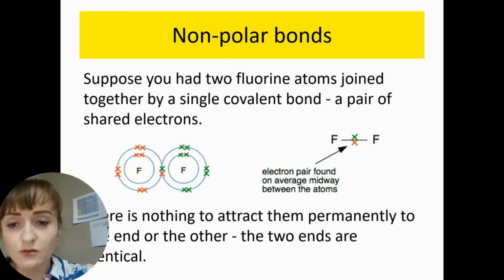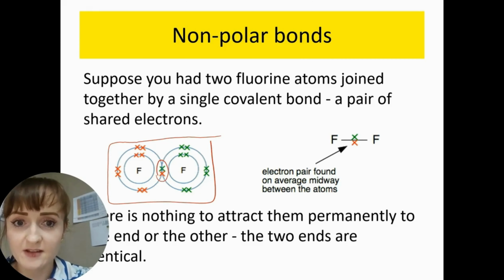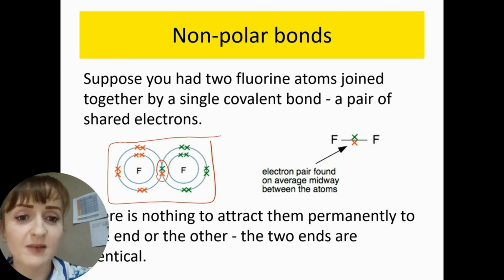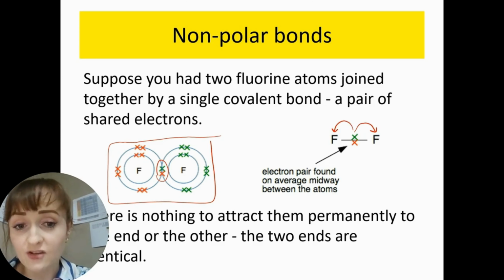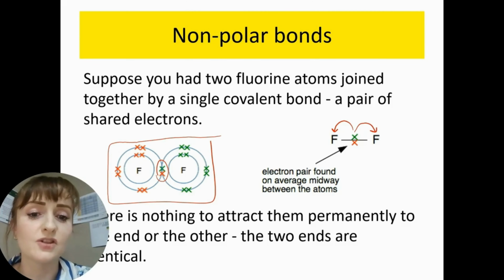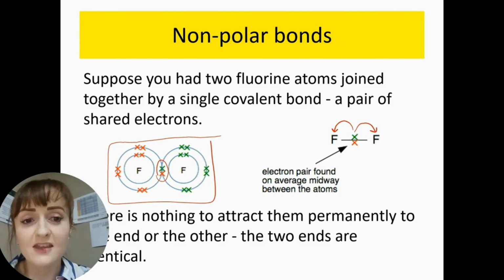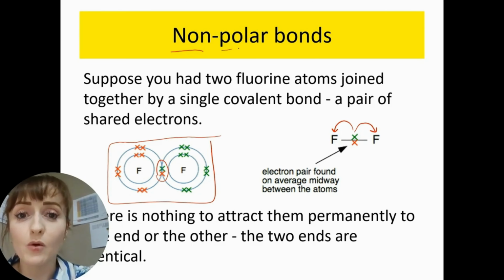Let's imagine a molecule which is composed of two fluorines bonded together. Those fluorines share one pair of electrons in a single covalent bond. What holds those electrons in place is the fact that they are attracted to each fluorine's nuclei. As a result of this, that electron pair will be found, on average, approximately halfway between those two atoms. That's because there is nothing which would attract them permanently to one side or to the other. This is an example of a non-polar bond.